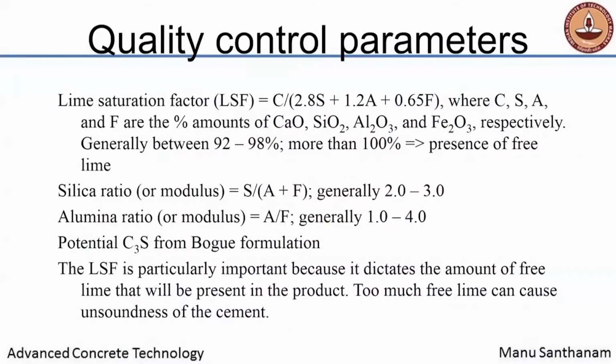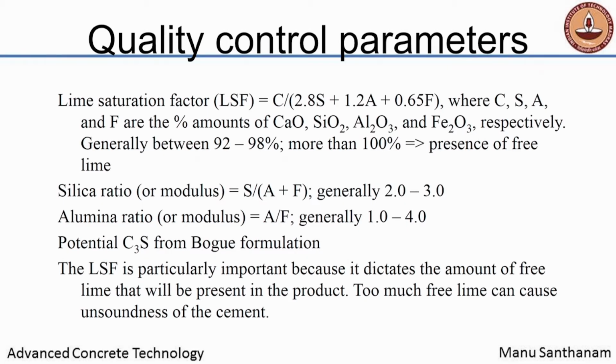But it is not just the oxide composition that you need to worry about, you need to convert that into certain factors. And the important factors that you need to look at are the lime saturation factor, the silica ratio, the alumina ratio, and potential C3S from a special set of equations called Bogue equations, which we will talk about in the next class in the cement composition.